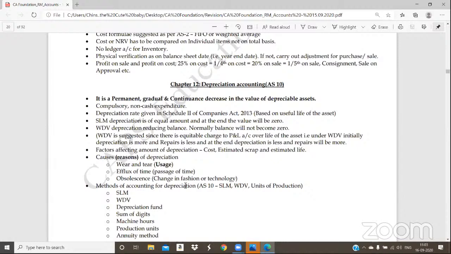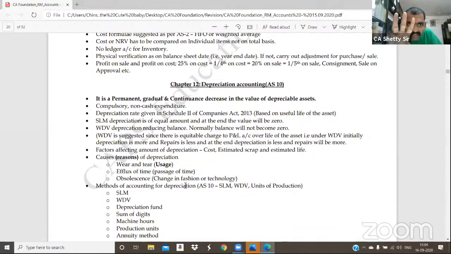Methods of accounting of depreciation: AS10, SLM, WDV, units of production. So AS10 suggests only 3 methods. Remember them. Which are the 3 methods? SLM, WDV and units of production. What is units of production? Based on the number of units. Write it in your notes book a little. Number 1 done? 1 point already written, right? Systematic allocation. Number 2.